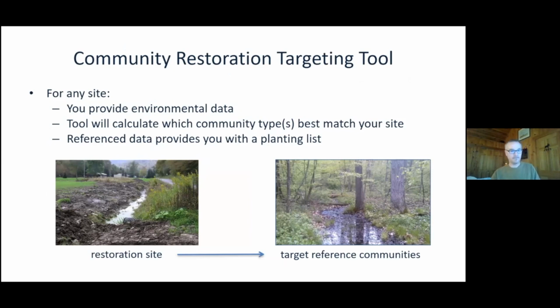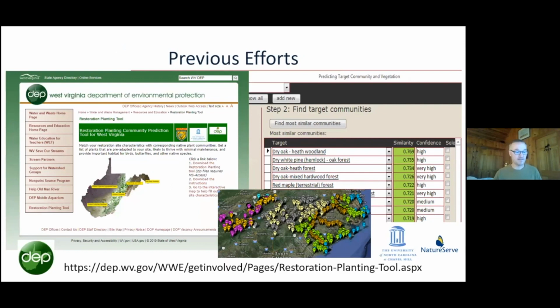that we have. This isn't something that's new or novel. It's been created in a number of other states. The particular tool was first developed by the Carolina Vegetation Survey to inform state wetland restoration and mitigation efforts.